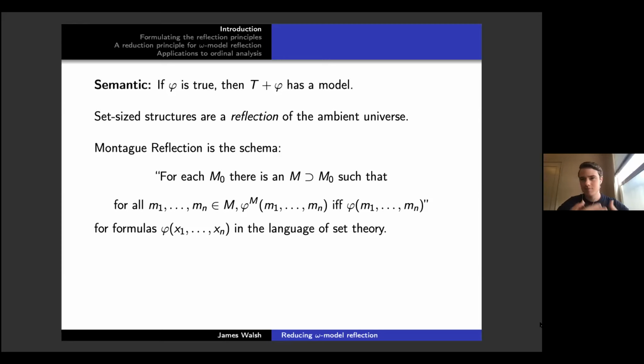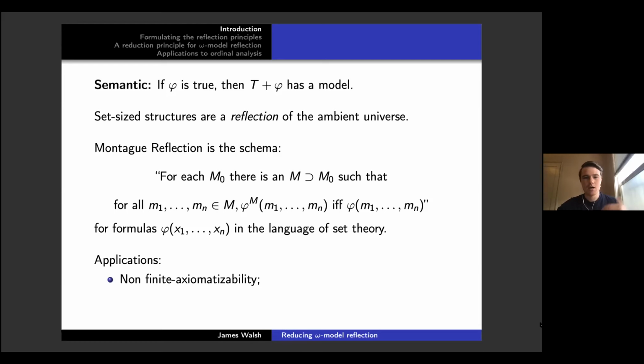Sometimes it's part of this schema, sometimes you'll see it demanded that the set M be transitive or that it be a rank initial segment of the universe. There are lots of different versions. So what are the applications of these semantic reflection principles? Well, one application, again, is to show non-finite axiomatizability.